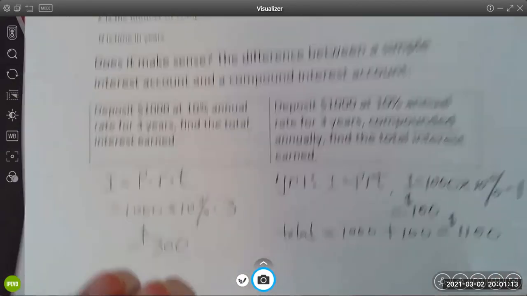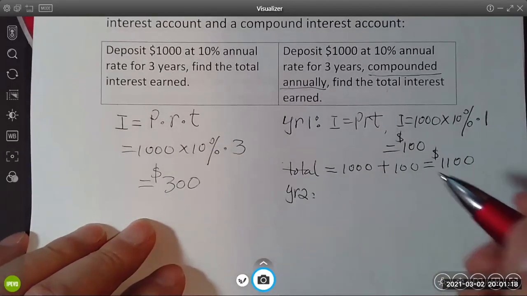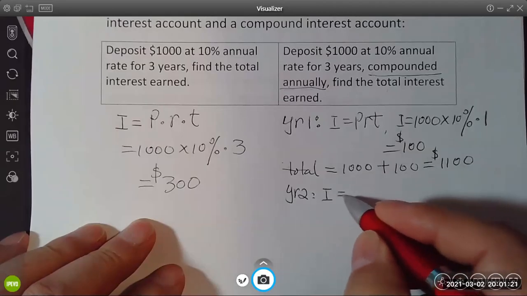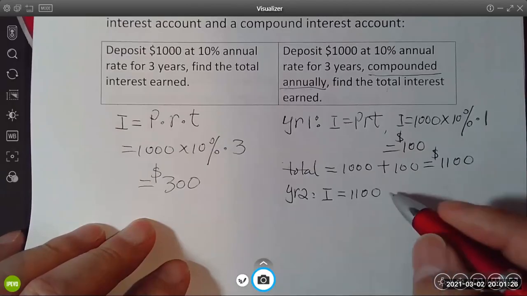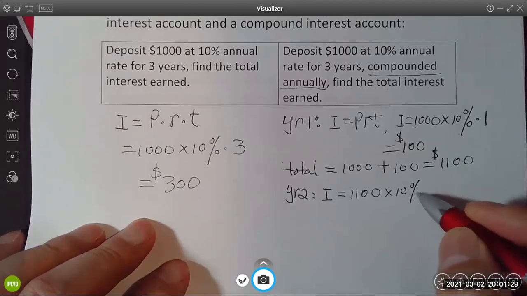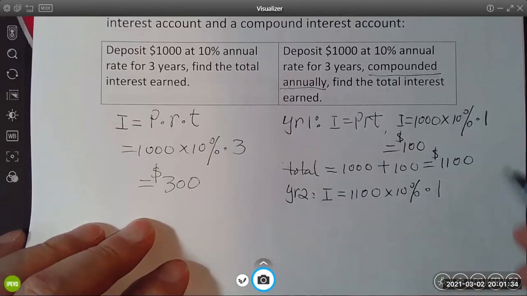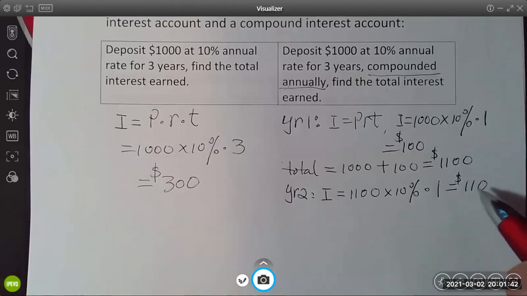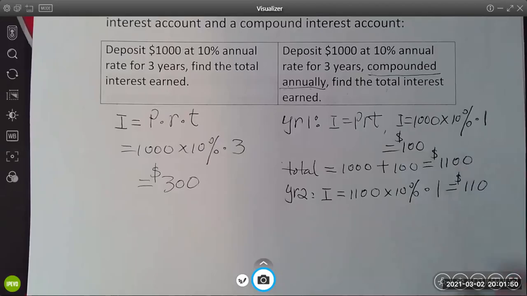So let's repeat this calculation for the second year. Year two. So we still calculate the interest at the end of year two, but we have a new principal here at the beginning of year two. We still get 10%. For the second year, we still have 1 year of time. It's not 2 years, it's the second year. So this one will give us $110 interest. And you can see the dollar amount of interest for the second year is $10 higher than that at the end of the first year.